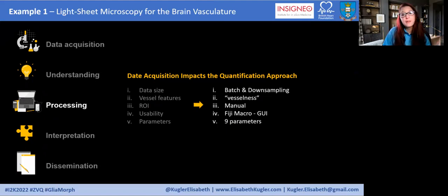For usability, we have really tried to integrate user feedback from a very early point on. As you see, we also have a Fiji macro as well as a graphical user interface, which makes it very accessible in terms of code, but also in terms of adaptability. And lastly, we extract 9 different parameters, so the users can really choose the parameters that are most meaningful to their experiments and their biological questions. And so this is one example of how we use data acquisition to design and develop our quantification approaches.